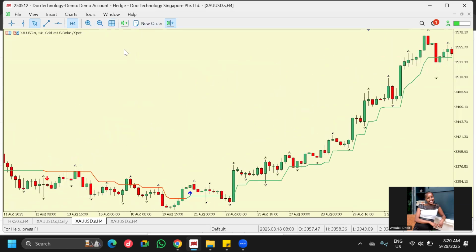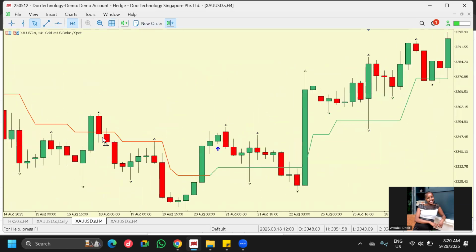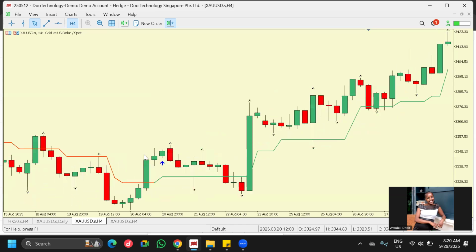Let me show you. This trend started here. So I put a straight line, because I like putting a straight line above this candle that has an arrow.